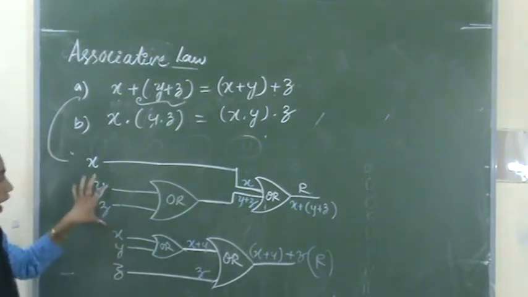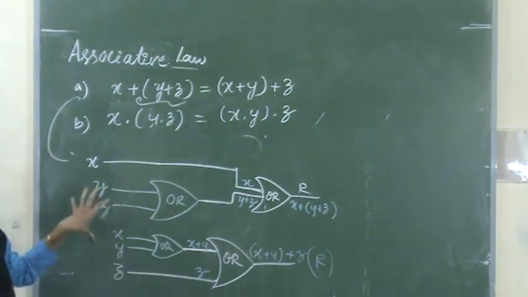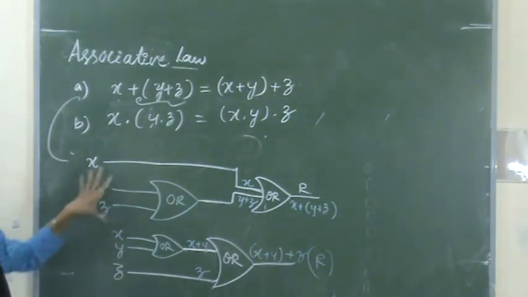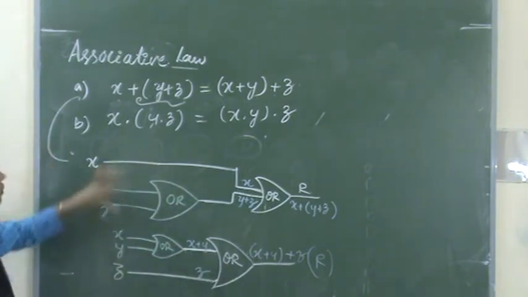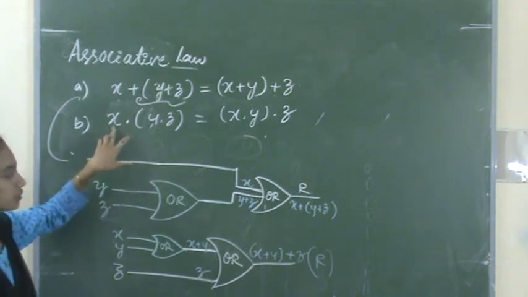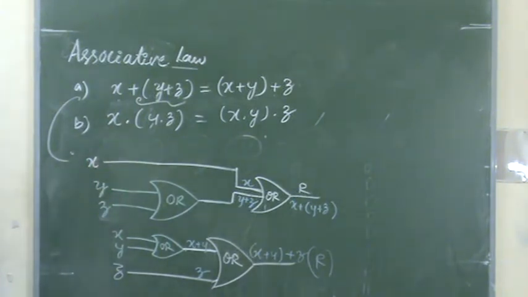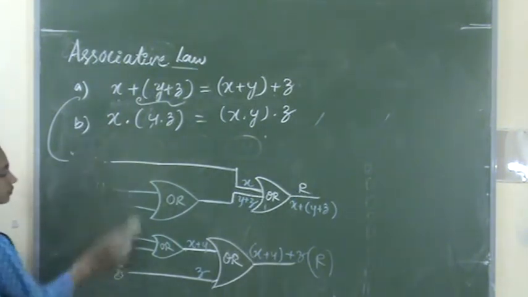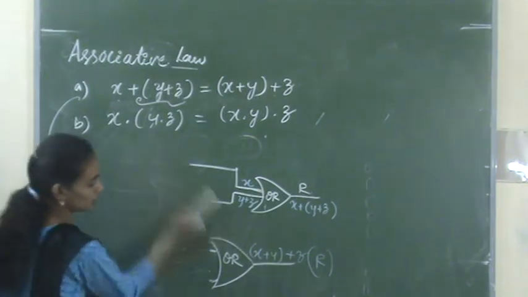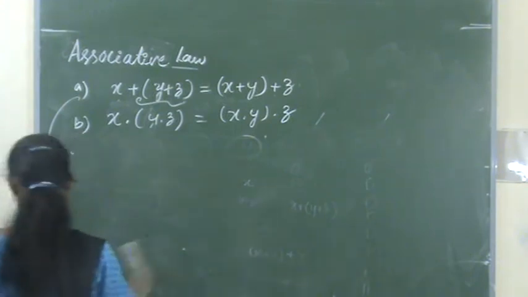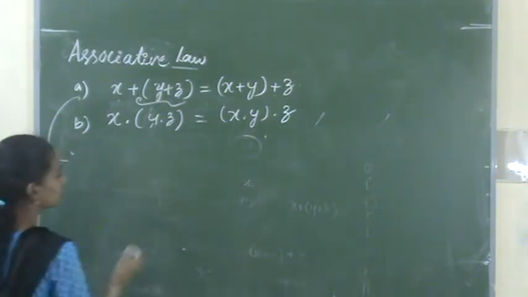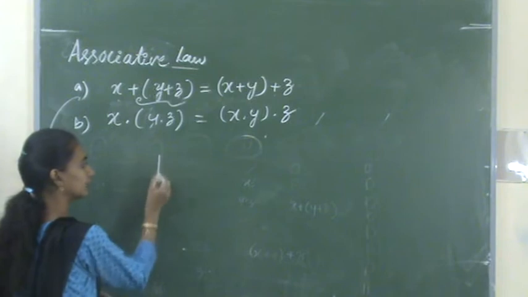So likewise we can design the circuit with the help of these gates. Okay. So now how to write the circuit for the second one. In the second theorem we are using the AND operation, right? So for that AND operation we have to use the AND gate. So how to represent the AND gate? The symbol D.